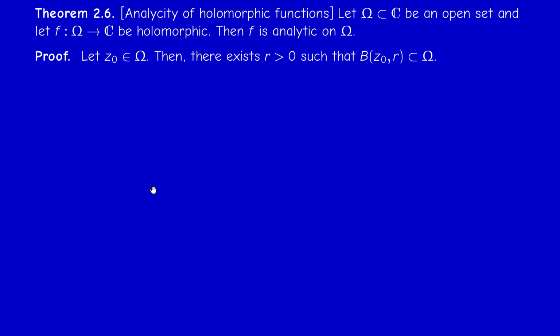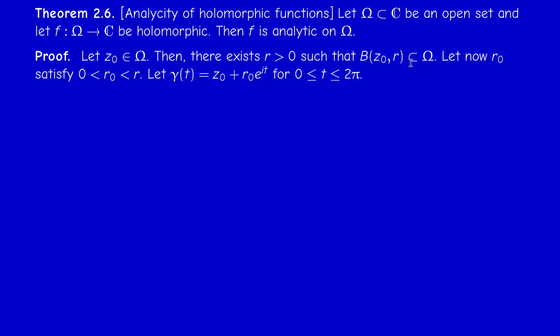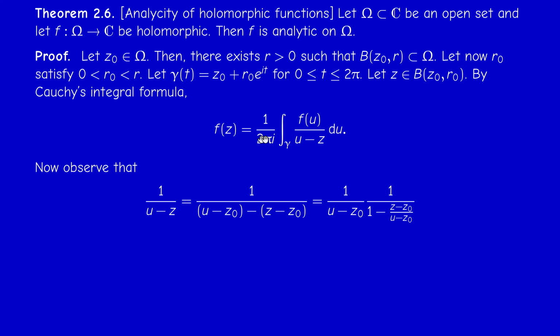Since omega is open, there exists an open disk of center z0 and radius r contained in omega. Now take r0 less than r. So we have now a circle inside the disk as before, right? We work now not on the whole of omega, but just locally about z0. So we can apply Cauchy's integral formula and represent f in this integral. Now, what we are going to do is elementary.